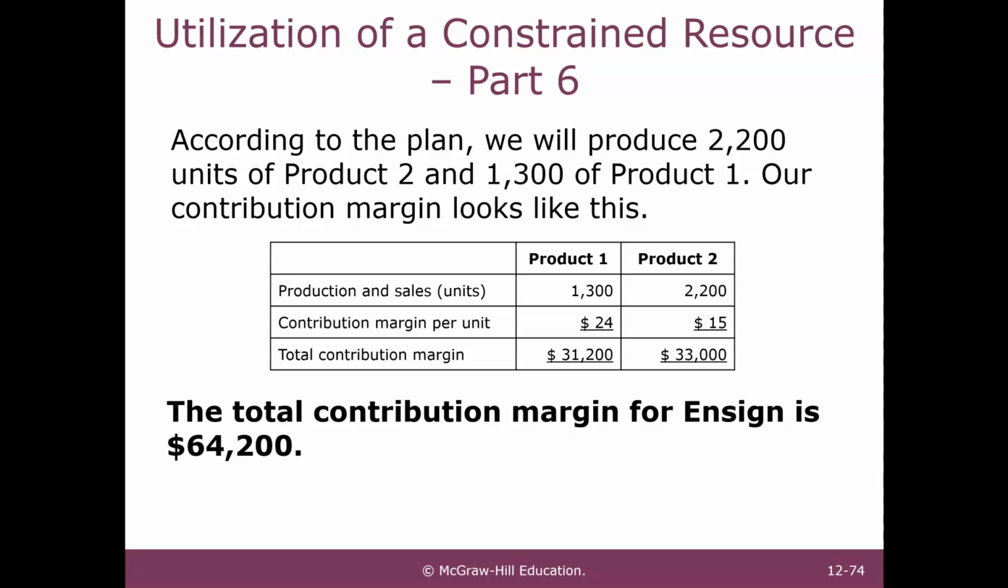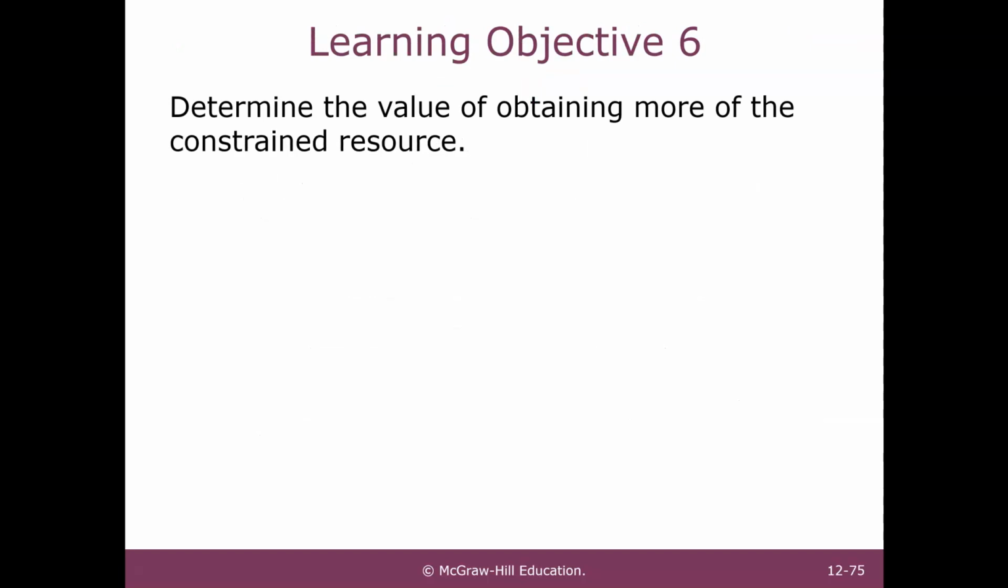Making 2,200 for product 2 times the $15 contribution margin gives you a contribution margin in dollars of $33,000. And for product 1, $31,200.